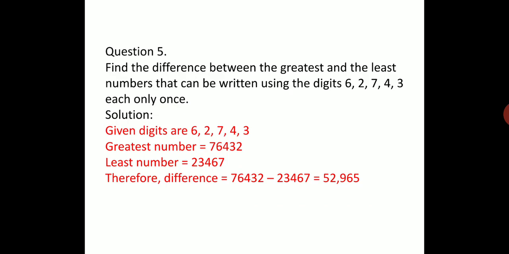Now, the greatest number we already discussed in the previous PPT. When we write a greatest number, we have to write the greatest digit first, then the smaller, then the smaller. So it comes like this, 76,432, and the least number will be just the opposite of this. It will come 23,467. Therefore the difference, we always subtract the small from the big, and the answer comes here 52,965.